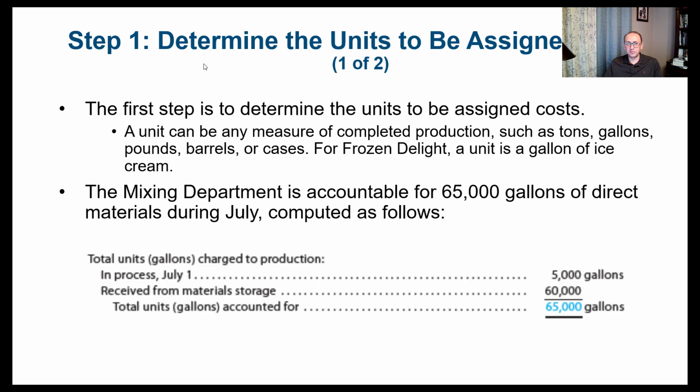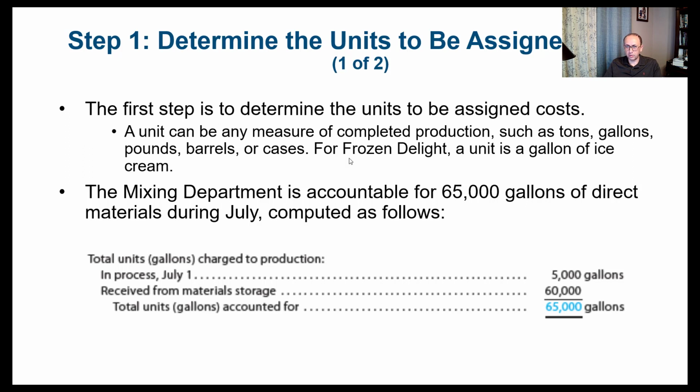So again, let's focus on step number 1 here. The first step is to determine the units to be assigned. A unit can be any measure of completed production, such as tons, gallons, pounds, barrels, or cases. For Frozen Delight, a unit is a gallon of ice cream. So that's the unit we're going to be using, assuming that's our measuring unit. So the mixing department is accountable for 65,000 gallons of direct material during July.